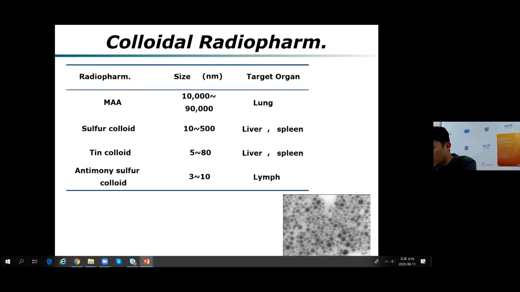Other applications of the technetium and rhenium technique are macroaggregated albumin, sulfur colloid, tin colloid and antimony sulfur colloid, so-called colloidal radiopharmaceuticals. Because of their size and the stability of the intrinsic labeling of technetium and rhenium, they are used for targeting the lung, liver, spleen or lymph node.